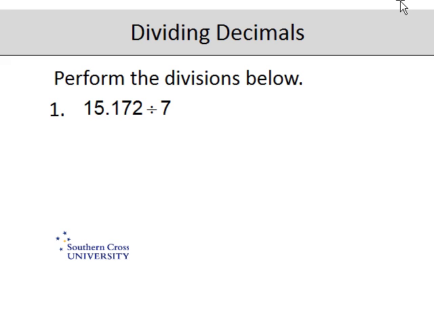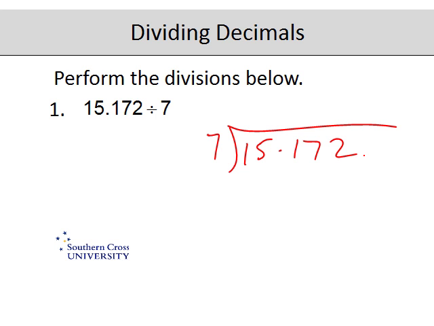In this video we're going to be dividing decimals. And our first question is fairly straightforward because we're just dividing by the whole number 7. So it's just going to be 7 into 15.172. Still a couple of things you need to be careful of. 7 into 1 won't go, 7 into 15 goes twice and 1 over.